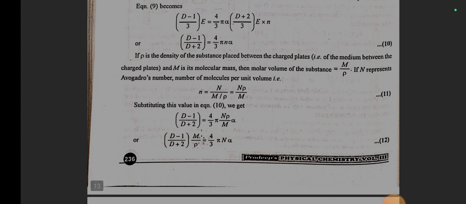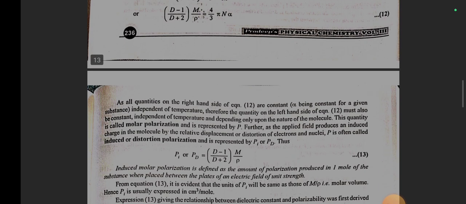If rho is the density of the substance placed between the charged plates and m is the molecular mass, then molar volume of the substance is m by rho. If N represents the Avogadro number, the number of molecules per unit volume is N rho upon m. Substituting the values in equation 10, we get D minus 1 upon D plus 2 into m by rho is equal to 4/3 πN alpha.